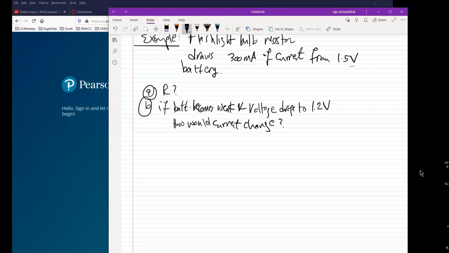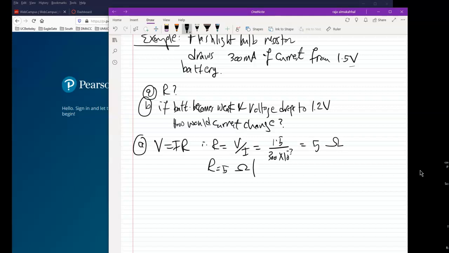For part A, we know that Ohm's law is V equals IR, so therefore R is equal to V over I. The voltage is 1.5 divided by I, which is 300 times 10 to the negative 3, and we calculate that, and the resistance becomes equal to 5 ohms. So R is equal to 5 ohms. Got it?